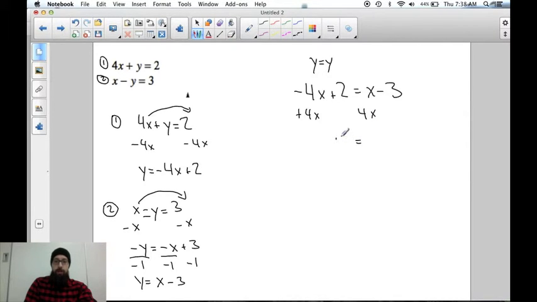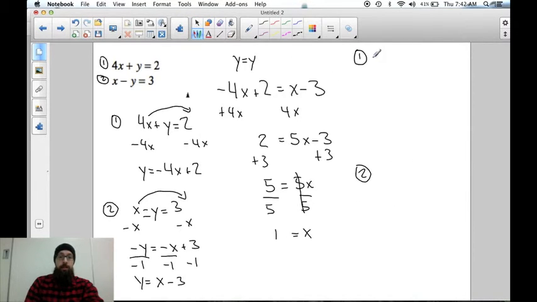which is going to give me 2 equals 5x minus 3. And now I still need to isolate my x, so I need to bring the negative 3 over to the other side, so we add 3. So now I have 5 equals 5x, divide both by 5, because I have 5 with my x. 5 divided by 5 will give me 1, so we have 1x. And same thing here, so x is equal to 1. Or 1 is equal to x.